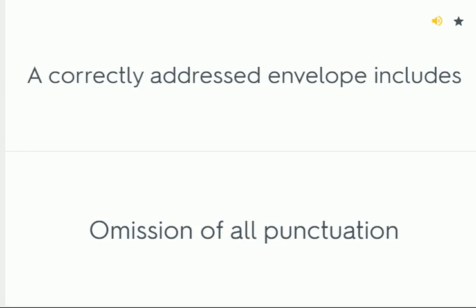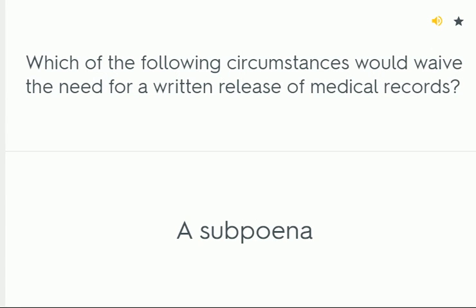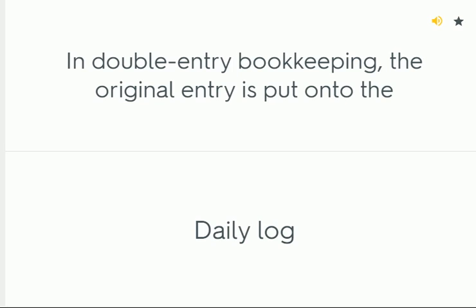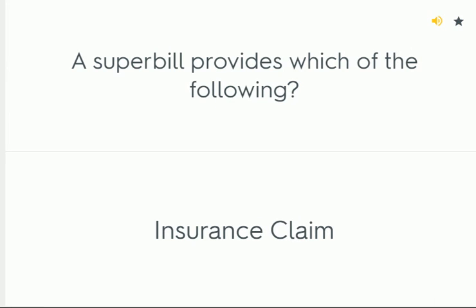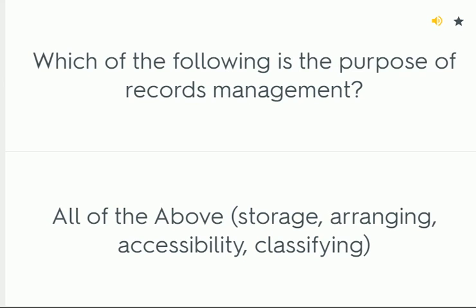A correctly addressed envelope includes omission of all punctuation. Which of the following circumstances would waive the need for a written release of medical records? A subpoena. In double entry bookkeeping, the original entry is put onto the daily log. The correct way to indicate an enclosure notation is "Enclosure." A superbill provides which of the following? Insurance claim.